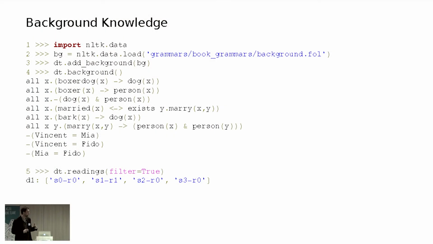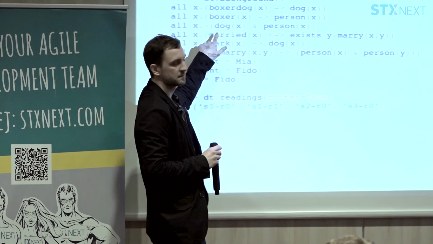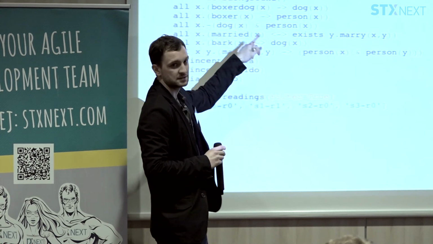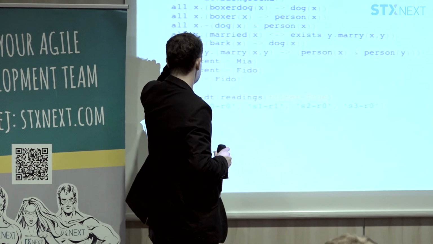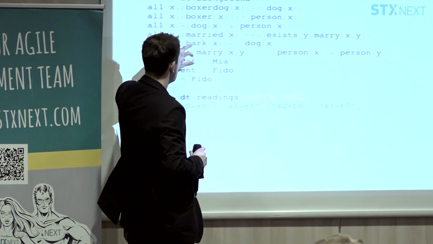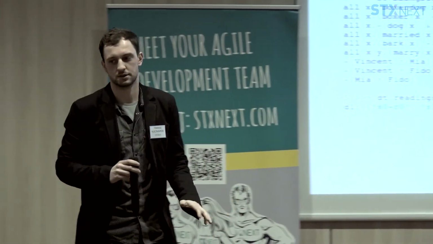We just input some background knowledge, and you can see the rules that I've just mentioned, right? Which says that boxer dog is a dog, boxer is a person. It's not possible, so the negation, that X is a dog and X is a person. Well, things happen, but I'm not really sure if we should include that case, right? Edge cases. And also the thing about being married and about barking and so on and so on.